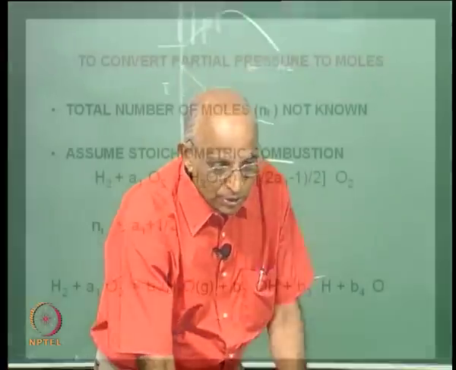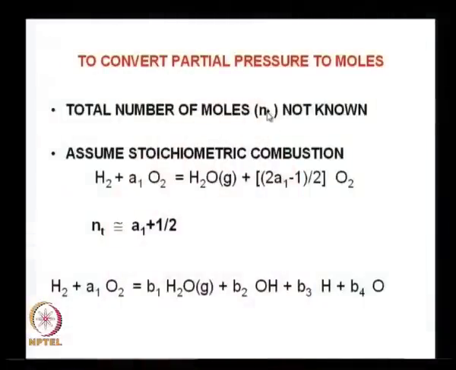Therefore, to convert you need to know the total number of moles, but we do not know the value of B1, B2, B3 and B4. But how do I get it? Well, let us assume a stoichiometric combustion. Stoichiometric combustion means the products of combustion formed are complete, that means I have H2OG. If I have H2 plus A1 oxygen equal to H2OG plus the balance of oxygen, it gives me the total number of moles as equal to A1 plus half. And then I convert this into partial pressure of the products, namely I should be able to get B1, B2, B3 and B4.